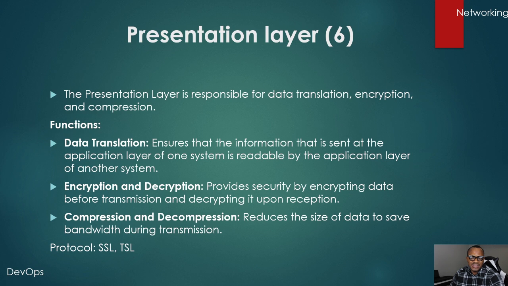Let's go to layer 6, which is the presentation layer. This layer 6 is responsible for data translation, encryption, and compression. It ensures that the data from the application layer is in a format that the network can understand, and vice versa. So it converts data into a format that can be understood. For example, encoding character sets like ASCII to Unicode. It provides security by encrypting data before transmission and decrypting it upon reception. It is also used to reduce the size of data to save bandwidth during transmission. That's your compression and decompression.